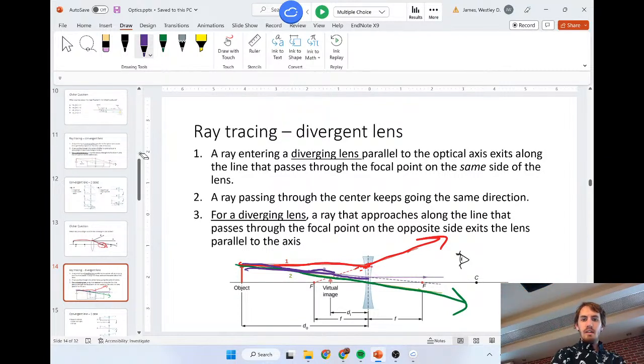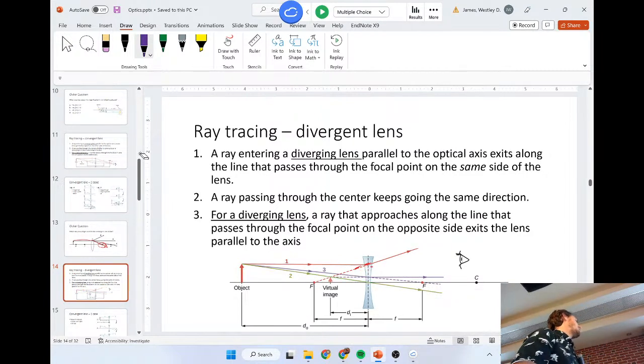Okay? So I'm going to erase all this because it makes it honestly harder to see. So first one, we go flat. And then we bend upwards such that the line kind of intersects with the focal point on the same side. 2, straight through. 3, we go towards the focal point on the other side, hit the lens, and go flat. Okay.